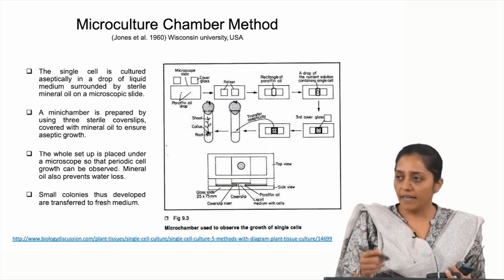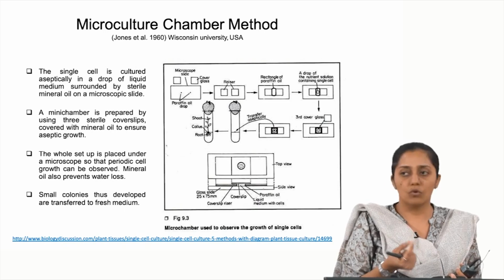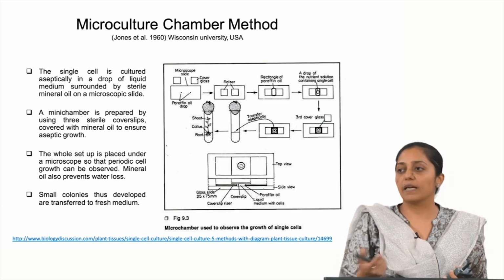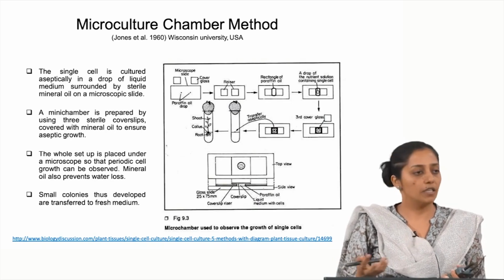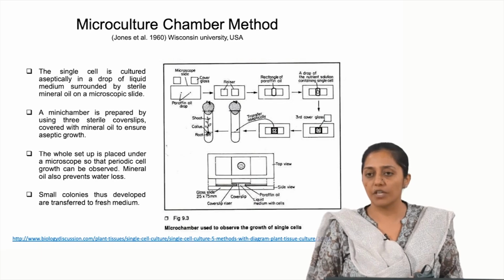The cells would divide, and once you have seen it has reached some group of cells or mass, then that can be subsequently transferred and can lead to generation even of the whole plant. So, this is called the microculture chamber technique.